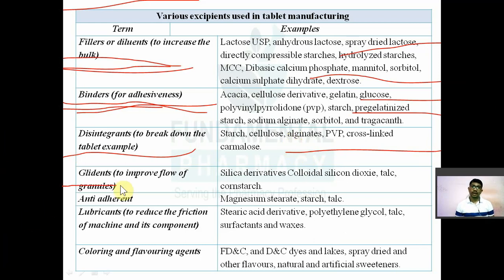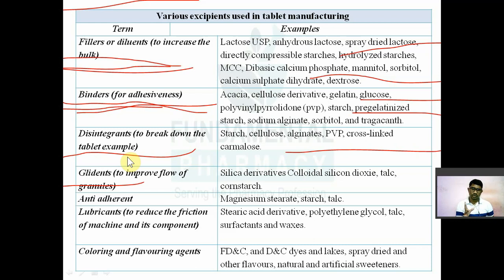Glidant, what do you mean by glidant? To improve the flow of granules from the hopper. सपोज आपके ग्रेन्यूल्स आपने बनाए और टैबलेट पंचिंग मशीन की जो हॉपर पार्ट होता है सबसे ऊपर, उसमें ग्रेन्यूल स्टोर करते हैं, उसमें रखा है ग्रेन्यूल्स, लेकिन वो ग्रेन्यूल्स नीचे आ ही नहीं रहे, डाई कैविटी तक आ ही नहीं रहे, because the granules are having a very rough surface. वो ग्लाइड नहीं हो रहे, वो स्लाइड नहीं हो रहे, वो नीचे फ्लो नहीं हो रहे. So to improve the flow, glidants are used.